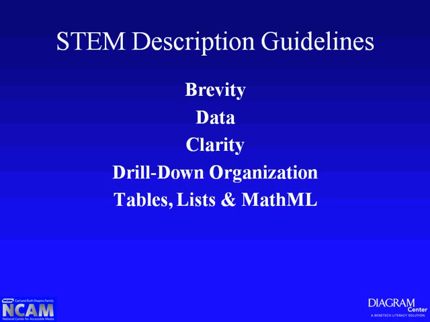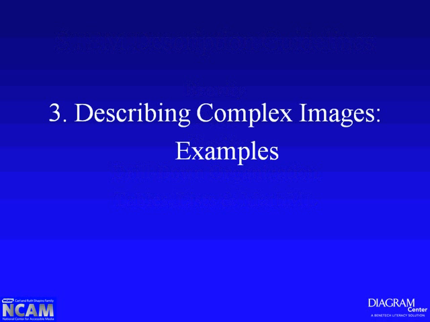So the STEM description guidelines are: be brief, focus on data, not extraneous visual details, write as clearly as possible. To help you write clearly, you can use drill-down organization, meaning start with a general overview and then spread out to more and more specific information about the image. And utilize HTML, tables, lists, and MathML. And as promised, we're moving right into the examples. And I think that these are going to be helpful, and will probably generate some questions for the end of our session.